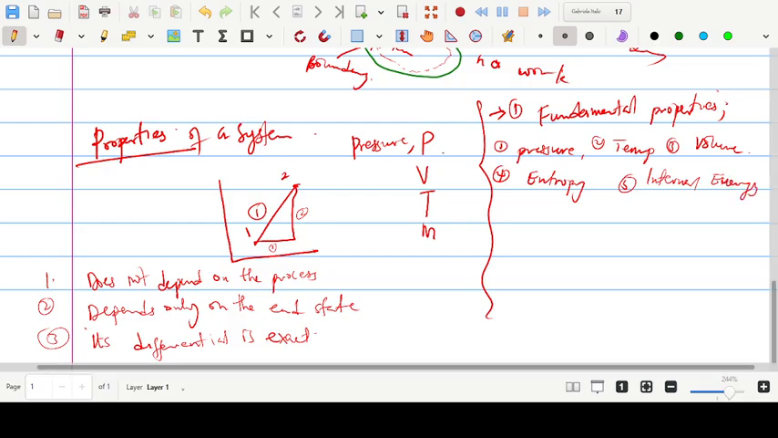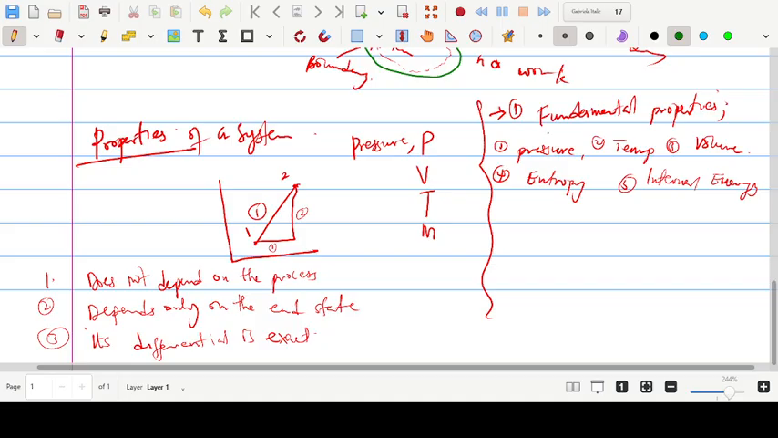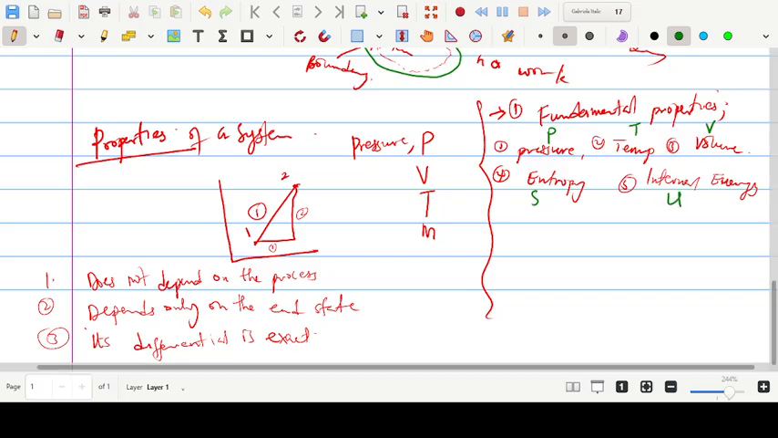Pressure is capital letter P, temperature is capital letter T, volume is capital letter V, entropy is S, and internal energy is capital letter U. As time goes on, you'll be seeing small letters. Anywhere you see a small letter, we are referring to specific, such as specific volume, specific pressure, and specific internal energy. You understand? Now the second one.